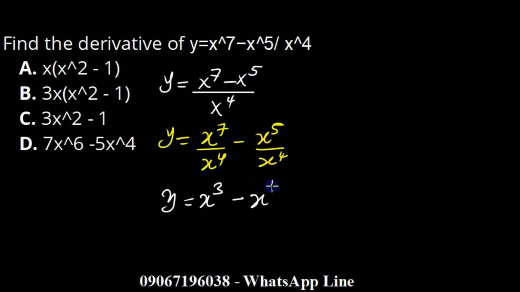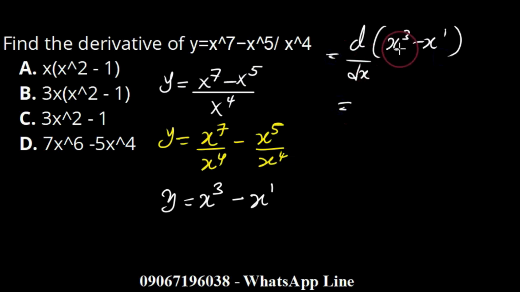All right, so quickly now, what is y? y equals x to the power 3 minus x to the power 1. Now we need to differentiate this. So dy/dx of this is going to become d of x cubed minus x, all over dx. So this is what we need.